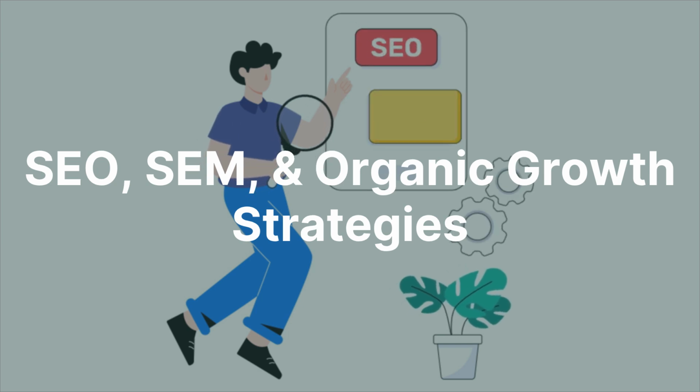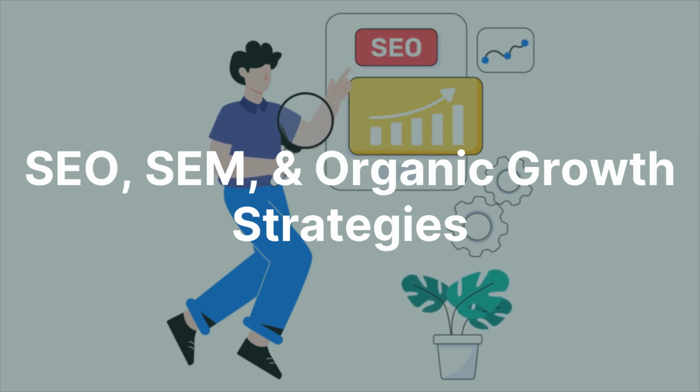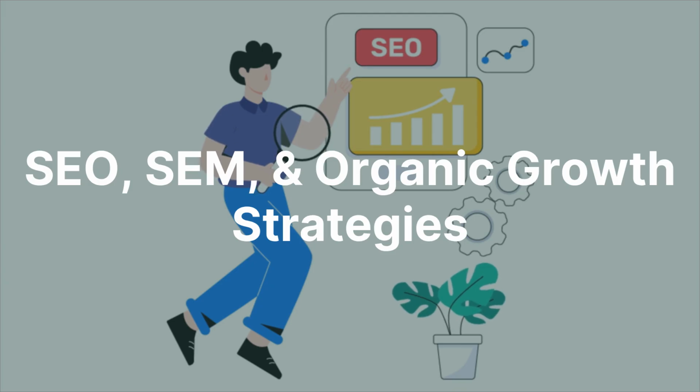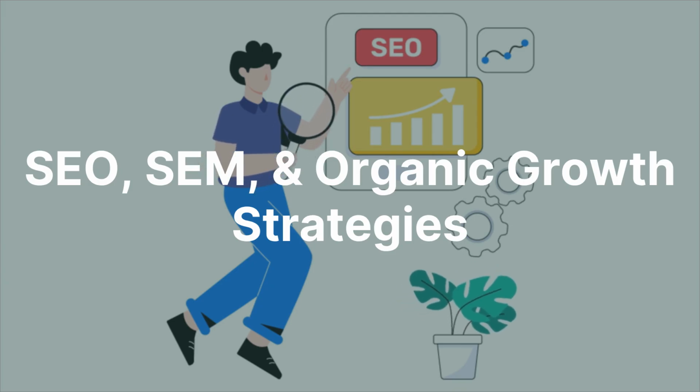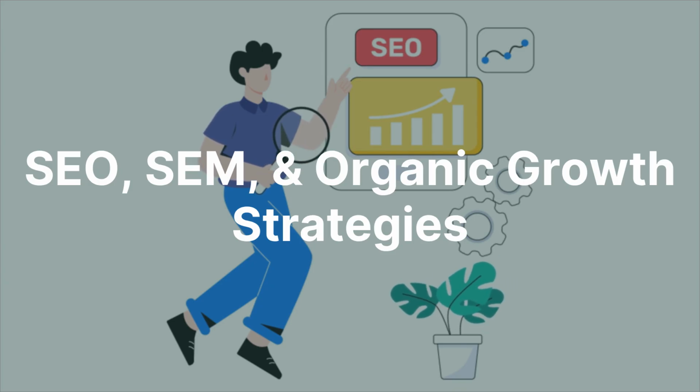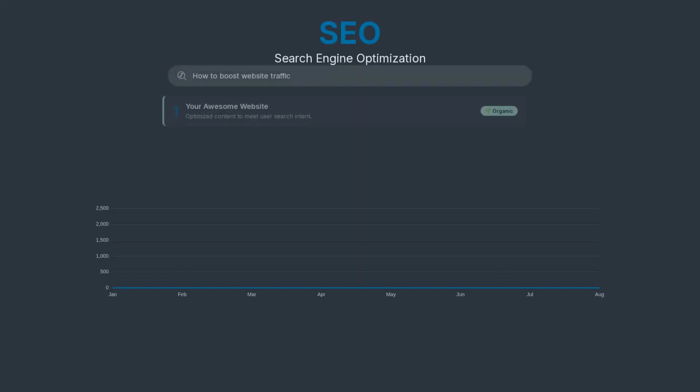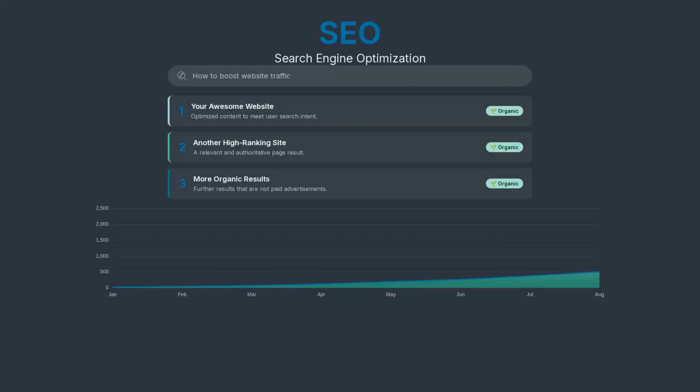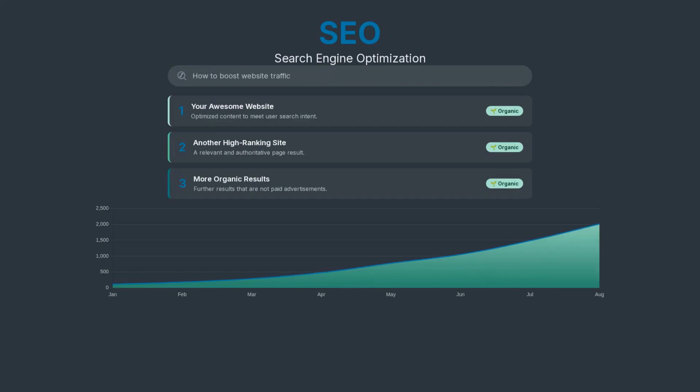Hi, today we're covering SEO, SEM, and organic growth strategies and how to use them to boost visibility and drive traffic. Let's get into it. SEO, or search engine optimization, involves optimizing your website to rank higher in search engine results pages organically. This means you're not paying for these positions. Effective SEO strategies can significantly boost your visibility and attract more qualified traffic.